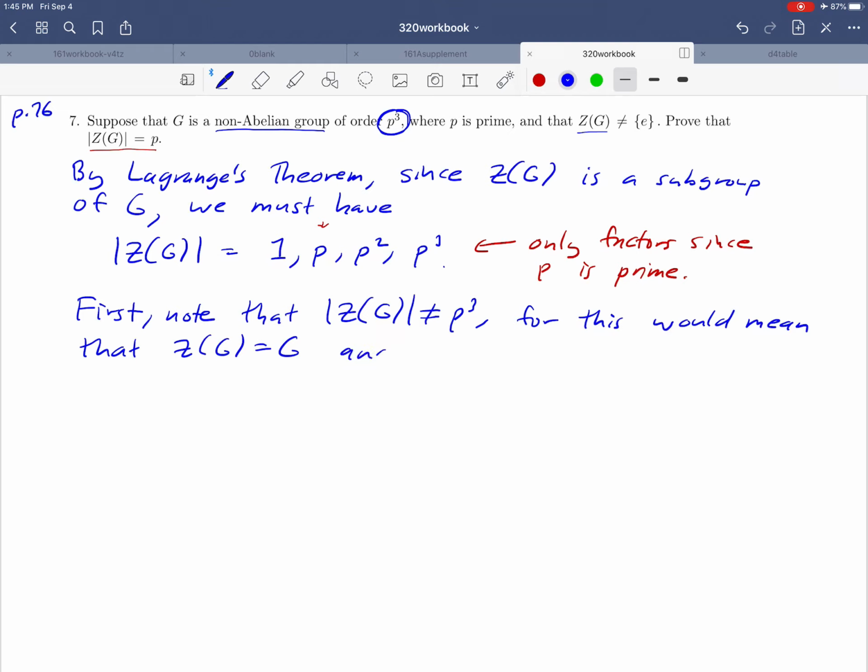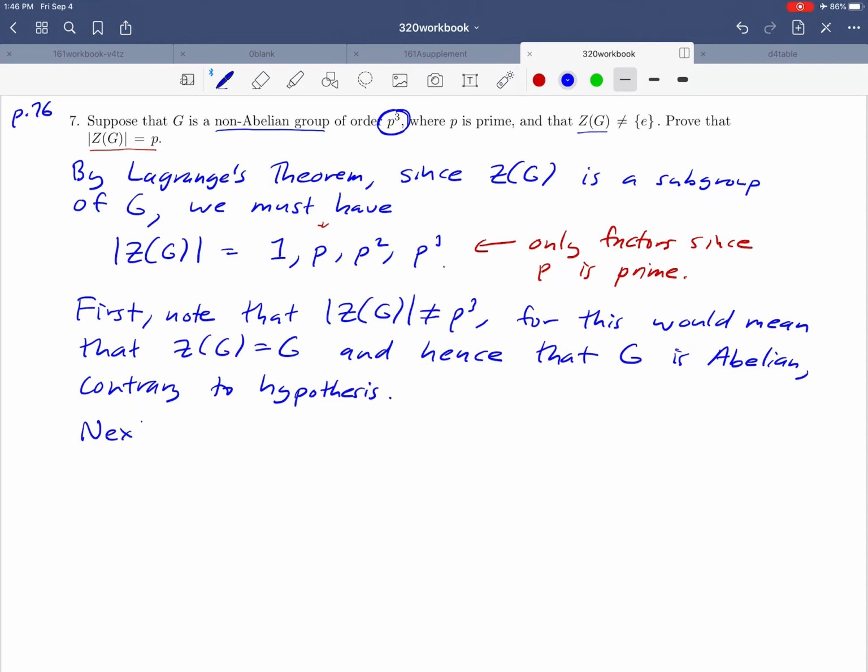Let's finish this thought. And hence G is abelian. But we know that that can't happen. That's contrary to hypothesis. Good, so we have ruled out p cubed. We're down to three possibilities, 1, p, or p squared, for the order of Z of G.